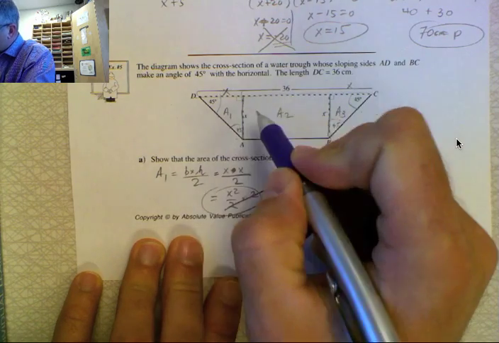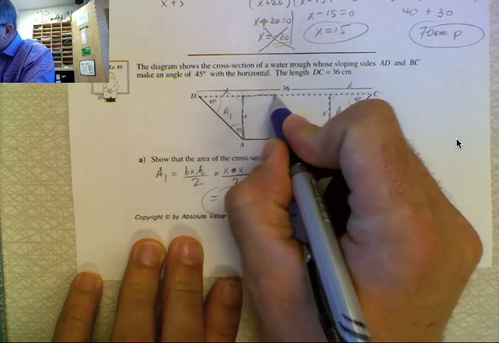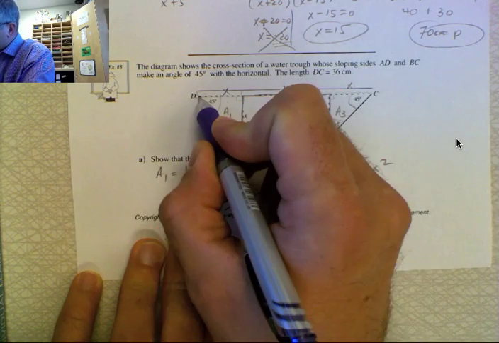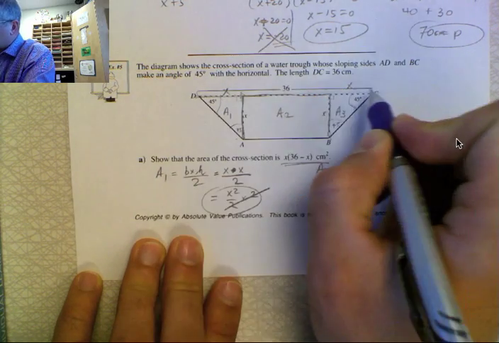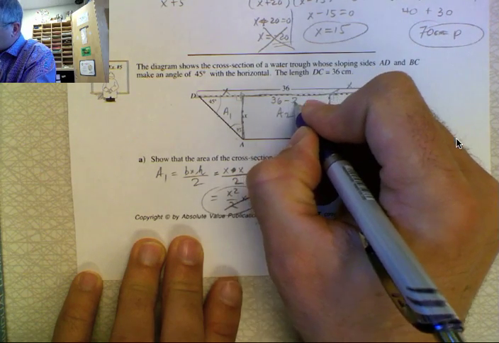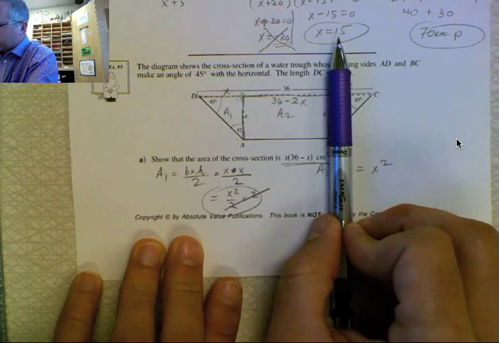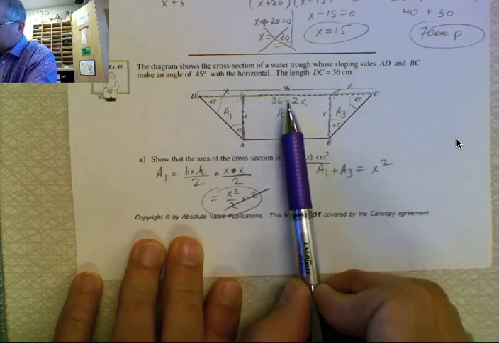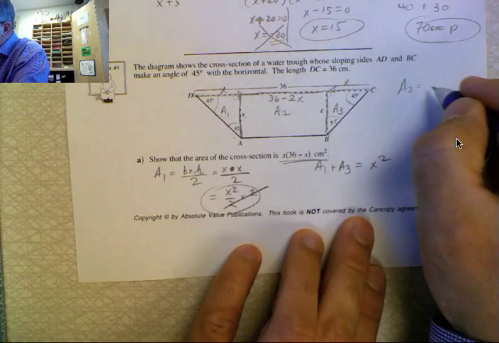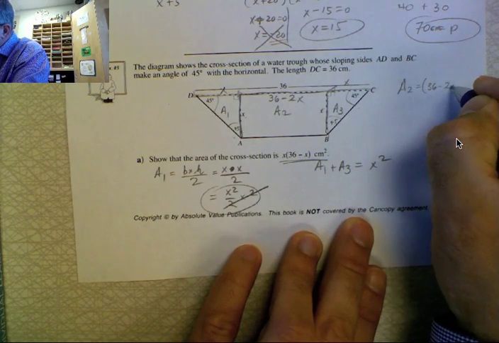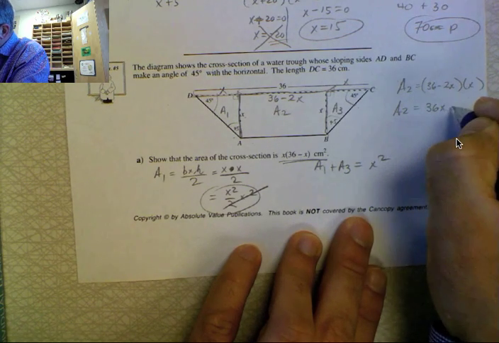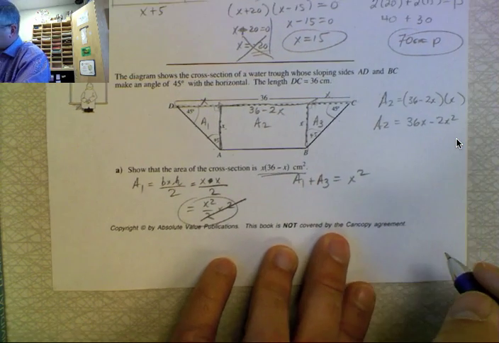If we look at this middle rectangle, we know the width, but we have to look at the length. This total length is 36, but we're going to have to take off an x on the left side and take off an x on the right side. So this length is 36 minus 2x. You're removing an x on the right and an x on the left, so that's what we have here. So for area 2, to get the area of a rectangle, we take the length times the width. So area 2 is going to be 36x minus 2x squared.